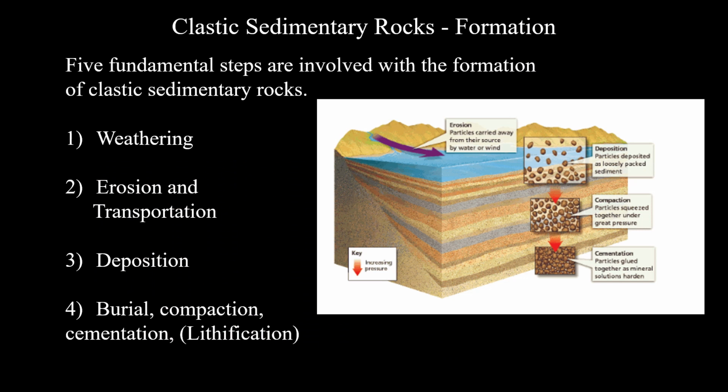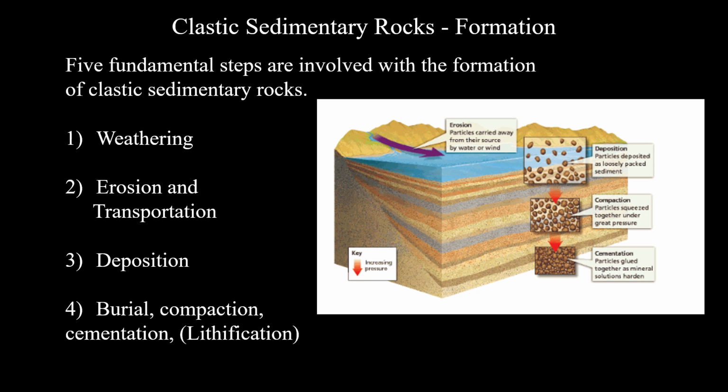Let's focus on clastic sedimentary rocks. Those are the most common type that we see, and that's what we focus on a lot in this lecture. So clastic sedimentary rocks, just a reminder, are the rocks that are made out of little bits and pieces of other rocks, and they essentially take 4 steps to be created.